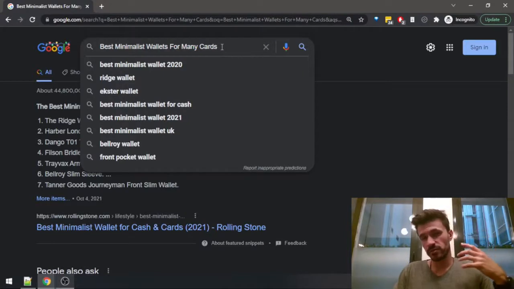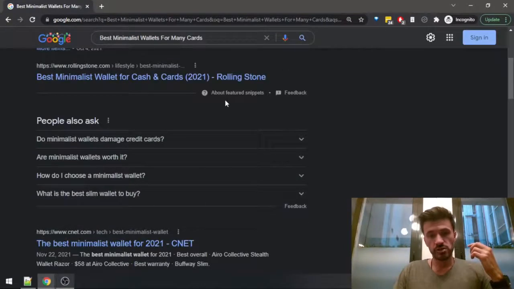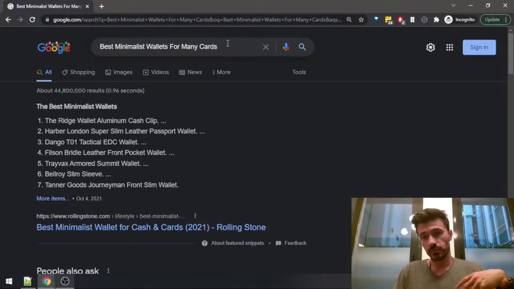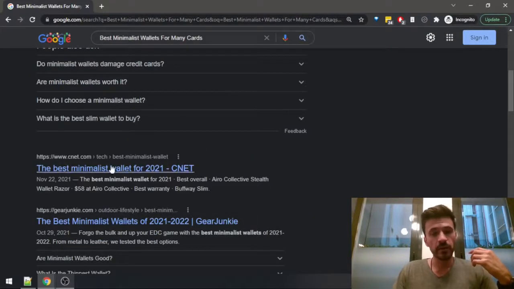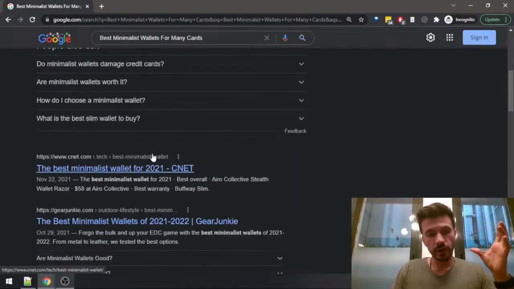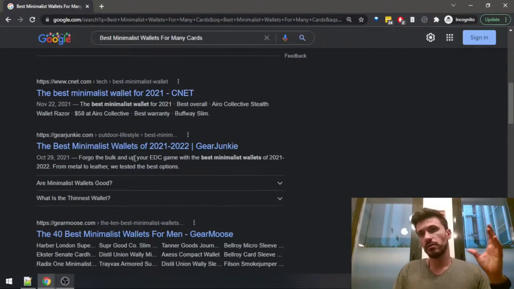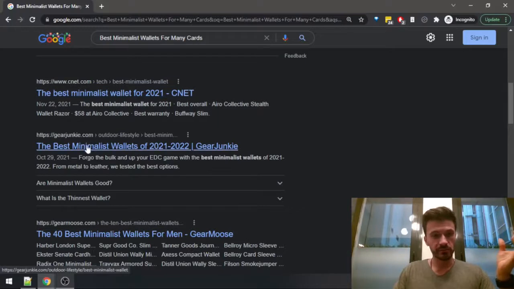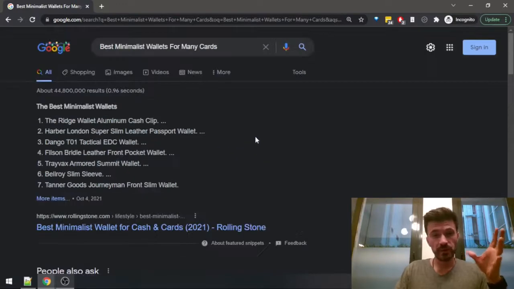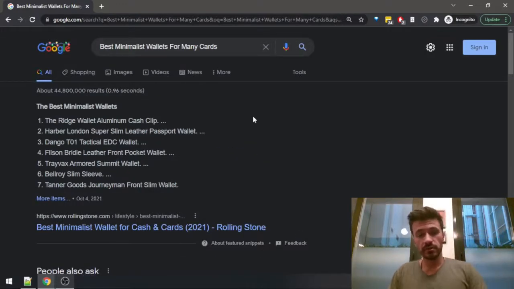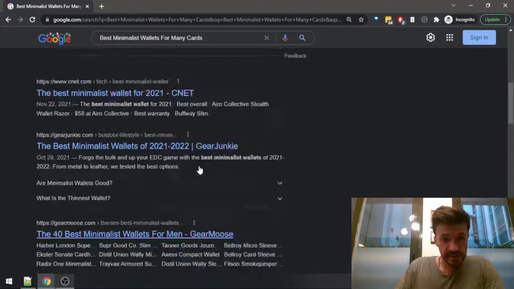As I mentioned before, there's probably not even going to be a competing article for this exact keyword, which is pretty good because we're probably going to be able to rank for this specific keyword fairly quickly, even though this is a new blog. As you can see, there are a lot of high authority websites here: Rolling Stone, CNET. Those are high authority websites in general, and Gear Junkie, Gear Moose, Everyday Carry. These are more specific, niche affiliate blogs, but they're still very high authority in the niche. But the good news is none of them seem to target the exact keyword we're going to write.